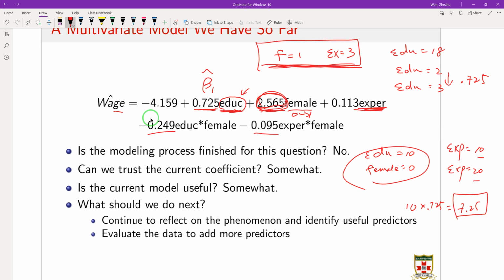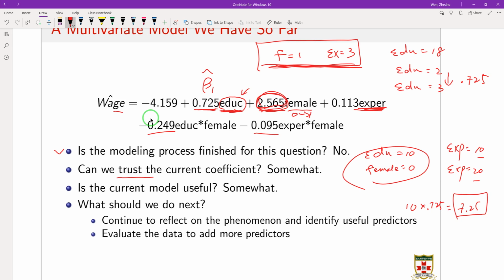Okay, so here, is the modeling process finished for the question? No. Can we trust the current coefficients? Somewhat we can trust them, but we cannot totally trust them. We can trust the current result somewhat. Is the current model useful? It's useful in a certain sense. Okay, what should we do next?